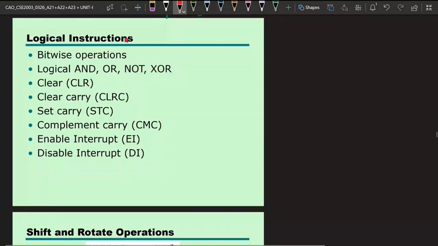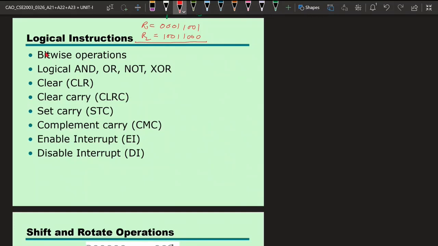Next one is logical instructions. So here, in terms of logical operations, they are bitwise operations. Suppose a register R1 has content 0001 1001, and another register R2 has 1001 1000. If we use a particular logical operation on each bit of this register content, then it will be considered a bitwise operation.